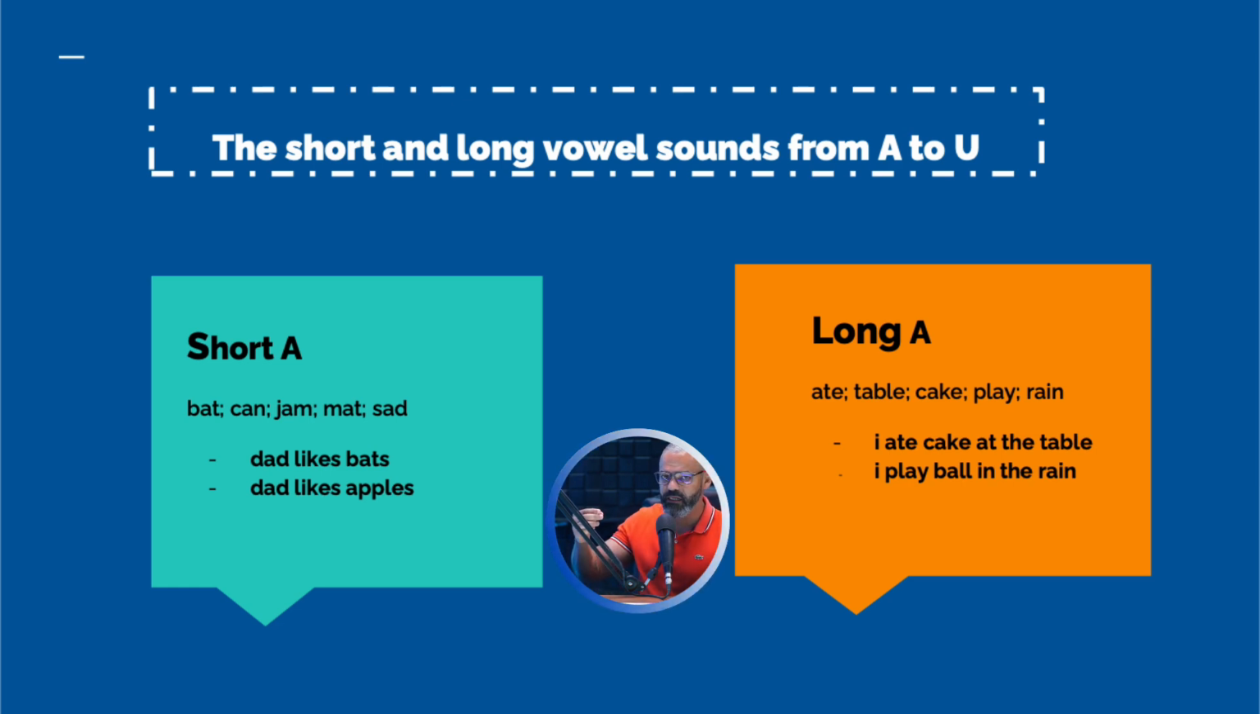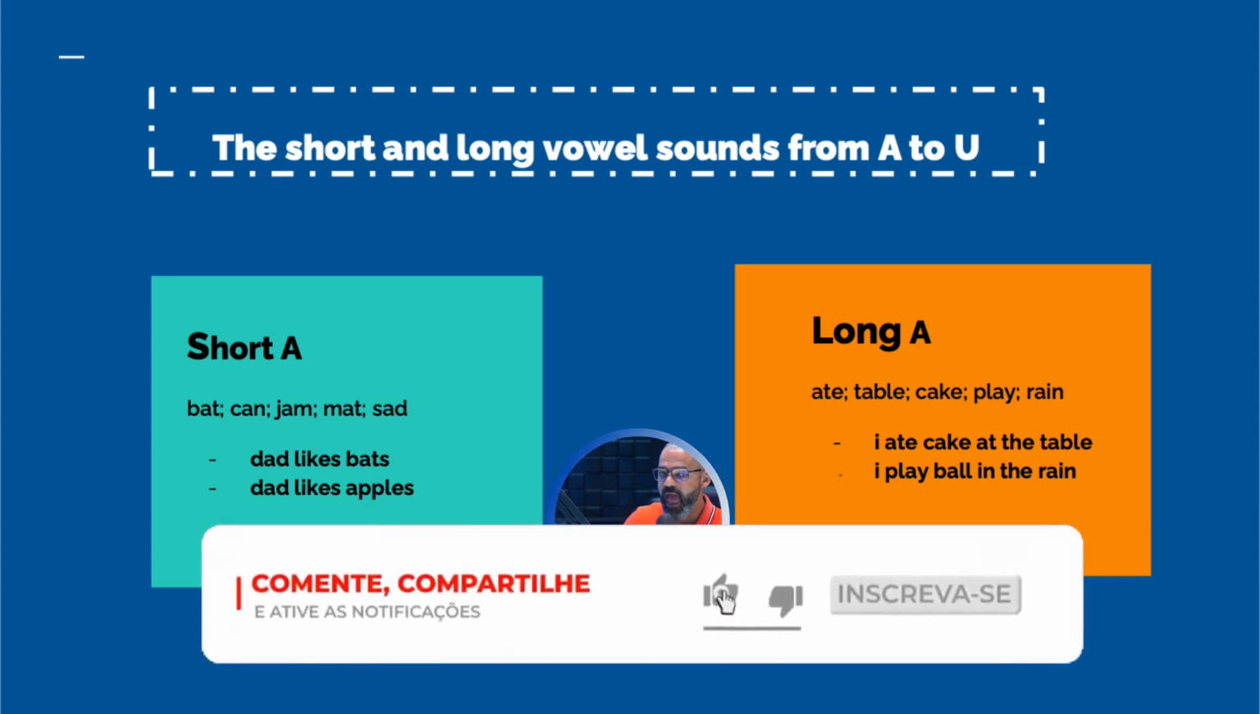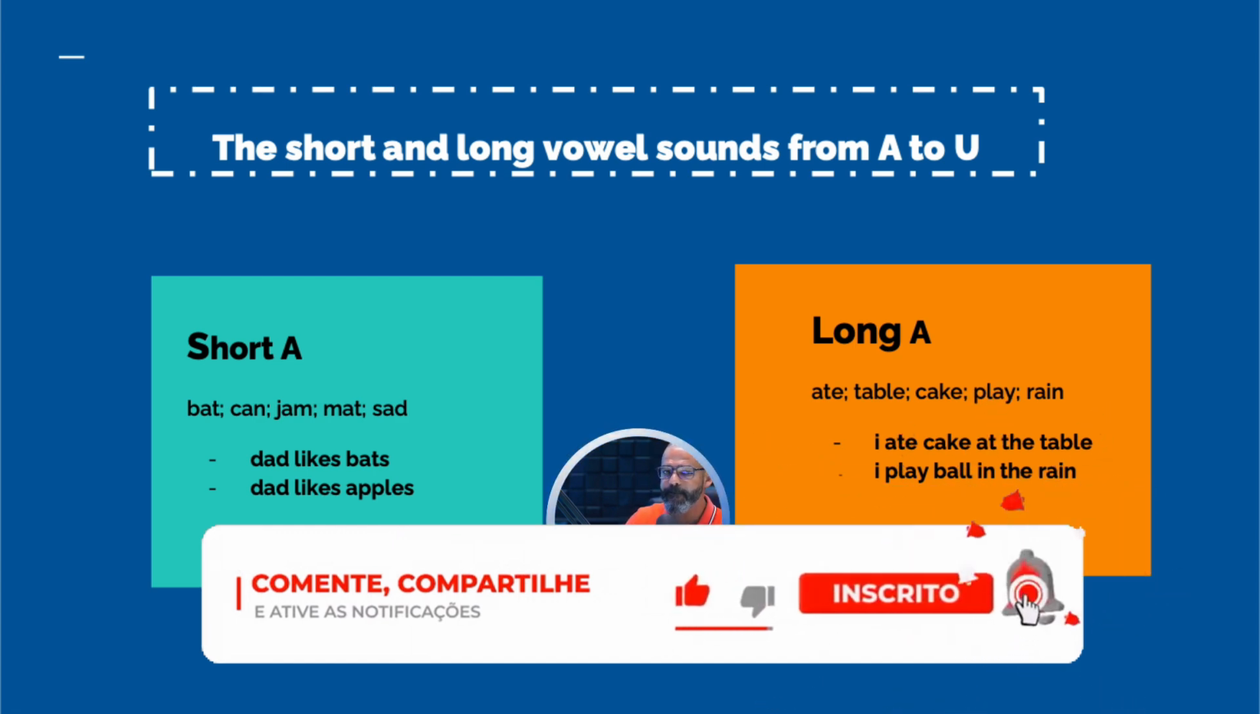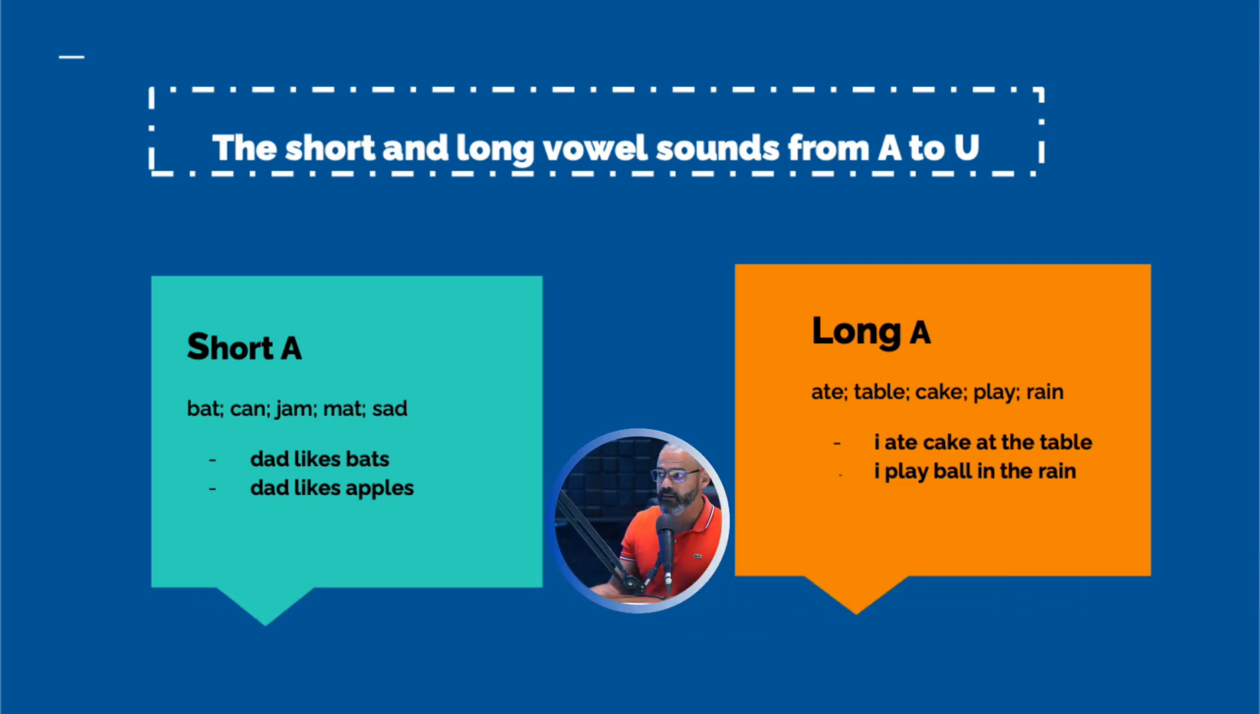Then they go C-A-N. I ask them to spell the word. I know that they know the alphabet, but I make sure that they make the difference between the letters and the sounds. Then they go, can. Then jam, mat. So they go sad. But then you can say, Fabio, you put some example down there.